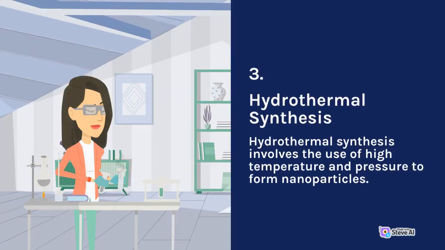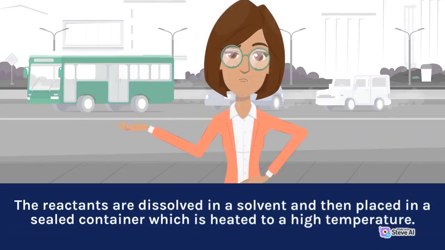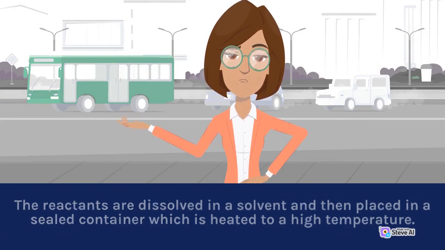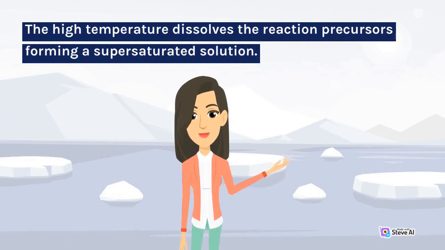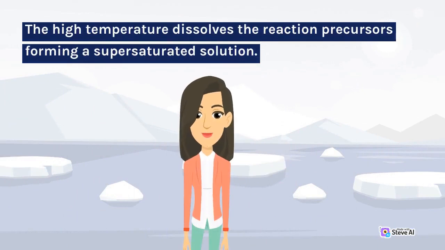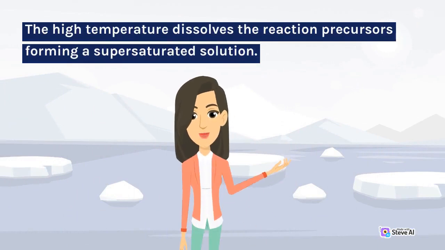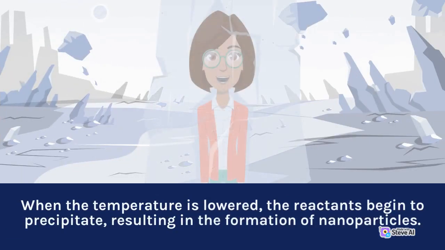3. Hydrothermal synthesis. Hydrothermal synthesis involves the use of high temperature and pressure to form nanoparticles. The reactants are dissolved in a solvent and then placed in a sealed container which is heated to a high temperature. The high temperature dissolves the reaction precursors, forming a supersaturated solution. When the temperature is lowered, the reactants begin to precipitate, resulting in the formation of nanoparticles.